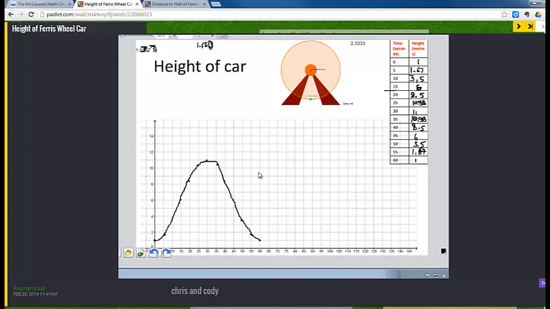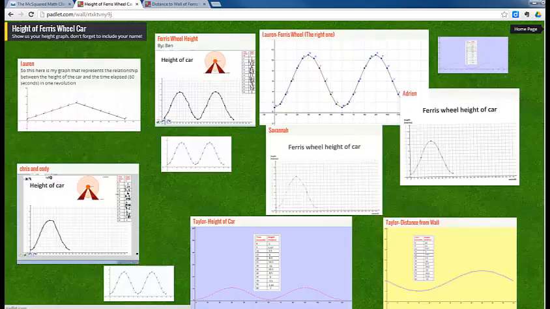I wanted them to do it by hand, but I also wanted them to share their work with everyone else in the class. So I then had them upload, by scanning their graph or taking a picture or whatever device they had, to this Padlet wall so that they could all look at each other's results.